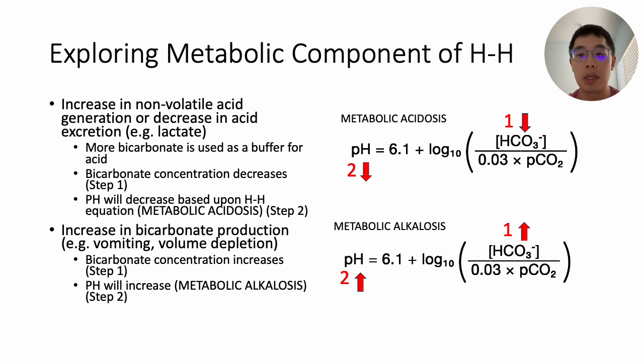Conversely, if the bicarbonate is increased, for example, due to an increase in bicarbonate production, then the pH will increase in the process known as metabolic alkalosis.